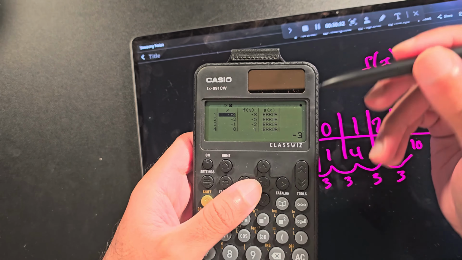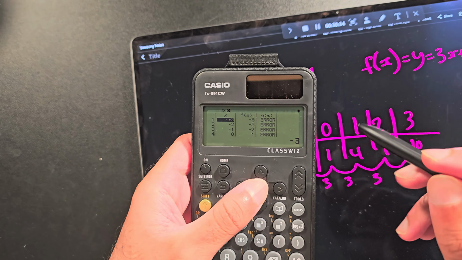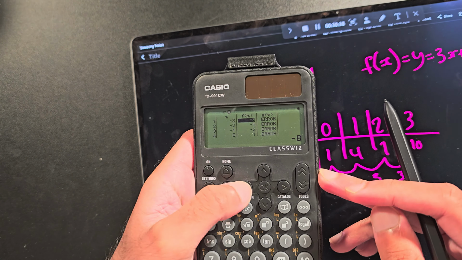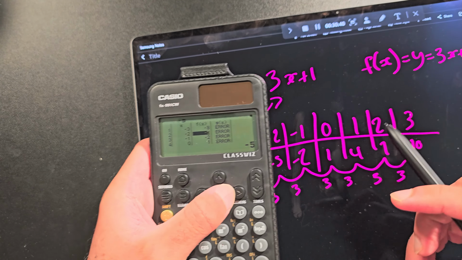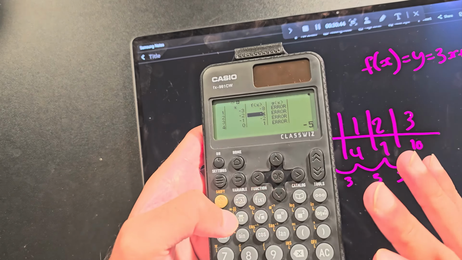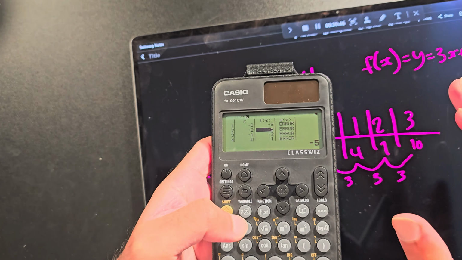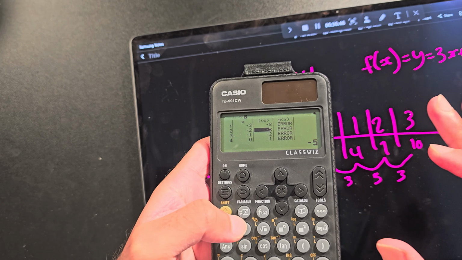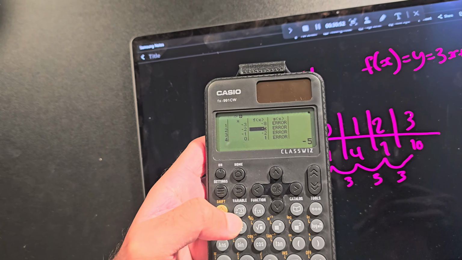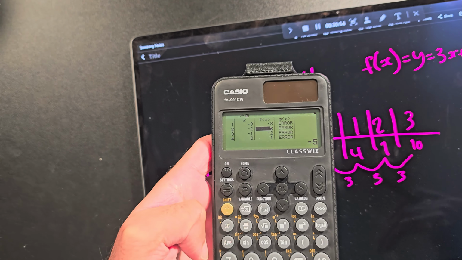But it's showing us very quickly, x is -3, f of x, which is our y, is -8. And then x is -2, y is -5. And that's exactly what we have here. So you can use your calculator to double check your answer in the exam if you get the time. And if you want to be quicker in the exam, then you've got a very powerful tool right here.